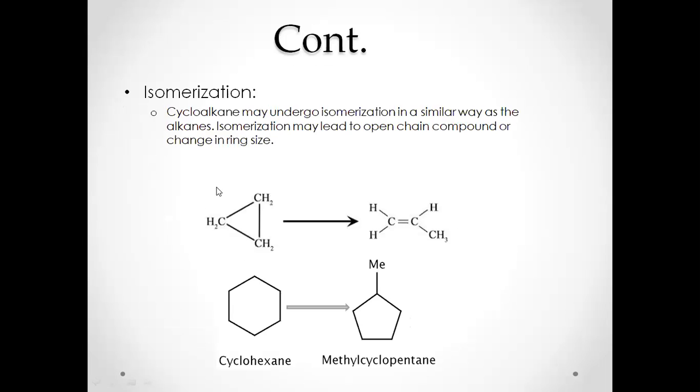The last reaction is isomerization. Cycloalkane may undergo isomerization in a similar way as the alkenes. Isomerization may lead to an open chain compound or change in ring size. For example, here the ring will be opened, the cyclopropane will be converted into alkene, and here there is a change in ring size. It contains 6 carbons, but it now contains 5 carbon atoms.